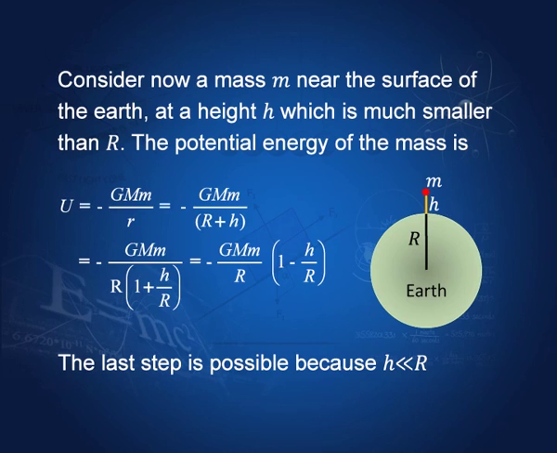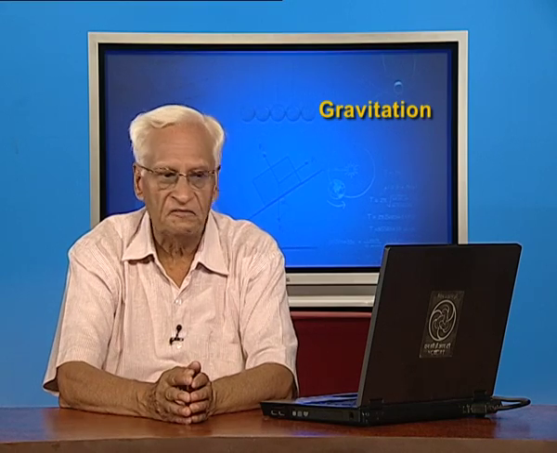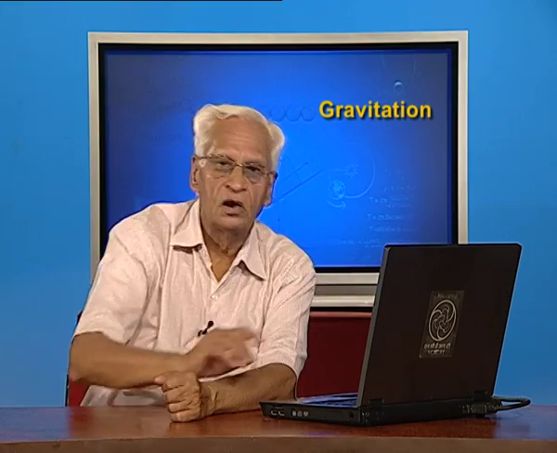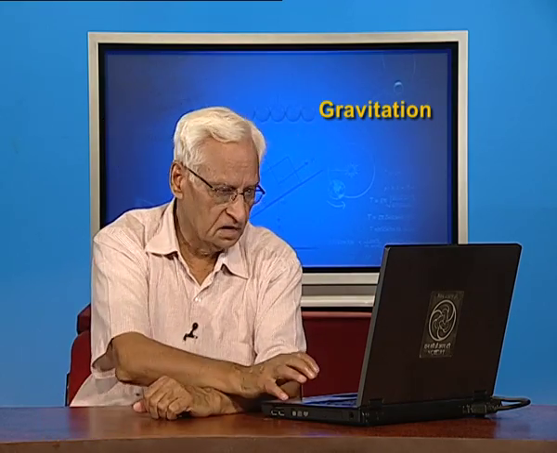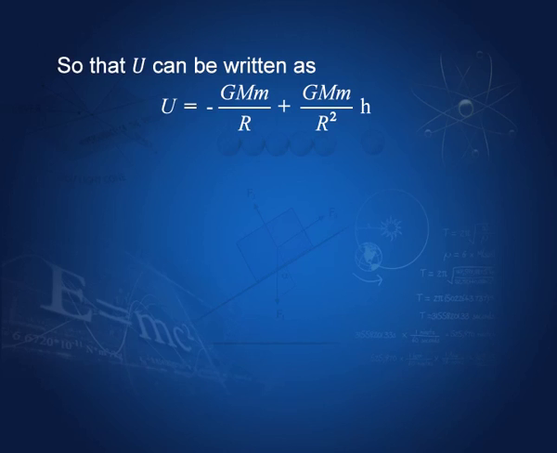So, R plus h. We can take capital R outside, R into 1 plus h by R, and this becomes minus GMm by R into 1 minus h by R, using binomial theorem and using the fact that h is small compared with the radius of the earth. So, therefore, we can write finally the gravitational potential energy of a mass m at a distance h from the surface of the earth as minus GMm by R plus GMm by R squared into h.